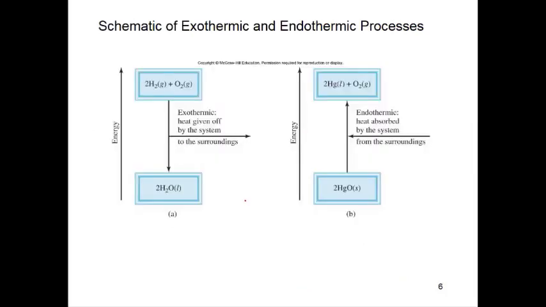Now the same thing again in graphical representation. Hydrogen and oxygen combine to form water. Energy is released, energy goes down. This graph represents the energy going down, which means this is an exothermic reaction, and energy is given off. Given off means given out to the surrounding, from the system to the surrounding.